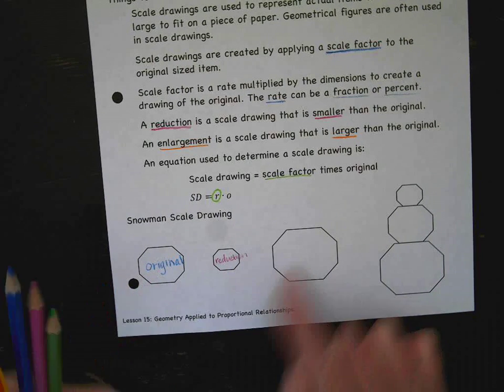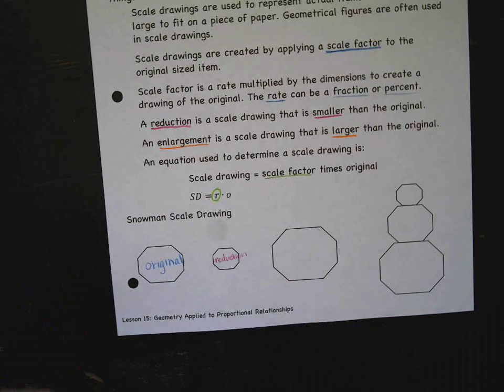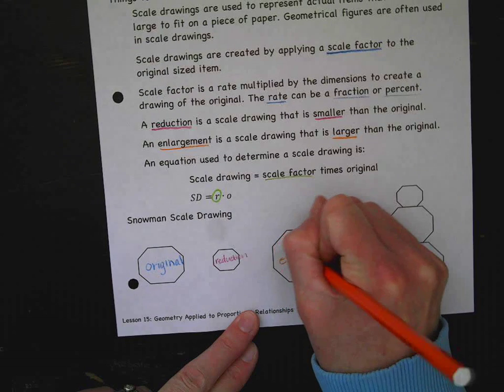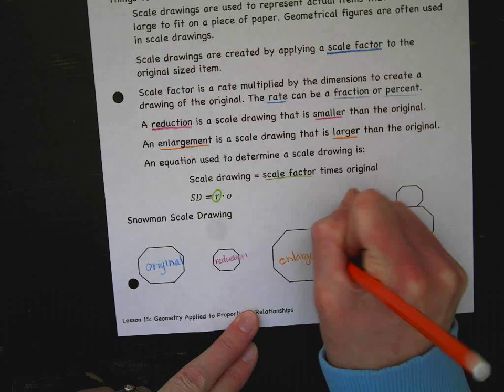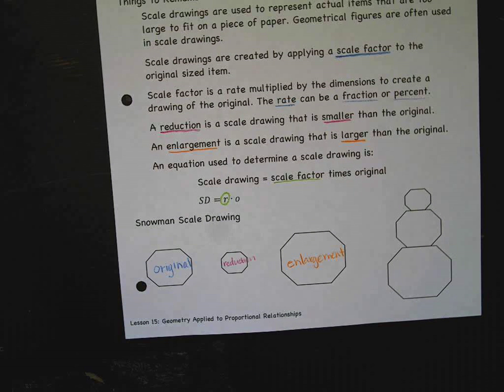Well, then if we go back to the original, what would this one be then? If this one's the original, this one's a reduction, what does this one right here have to be? If you said an enlargement, you are correct, because this is an enlargement. Okay? And so original means the original size.